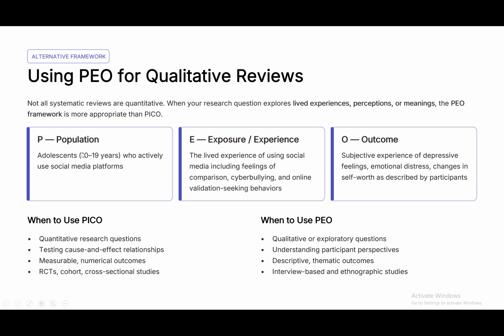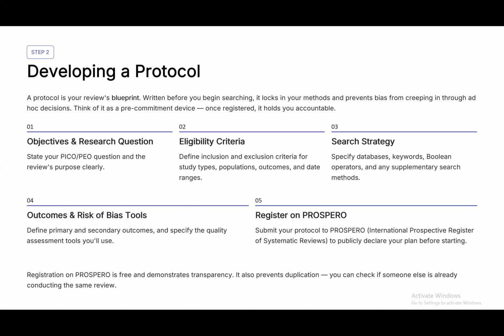So that same question that I raised here about social media and depression, you can see that I fitted it into this model, PEO, right? I've got adolescent, exposure, outcome. So that is just what it is. It is what it is.